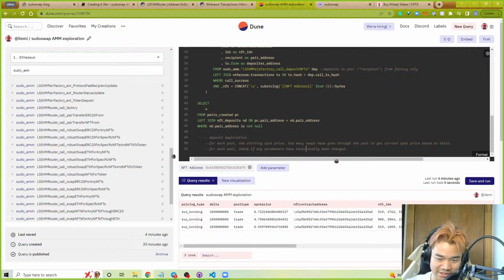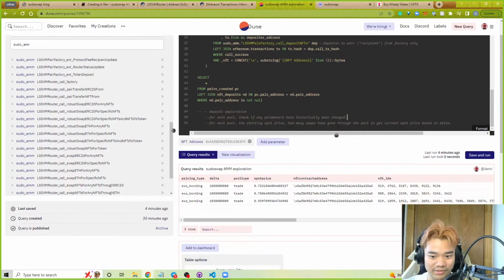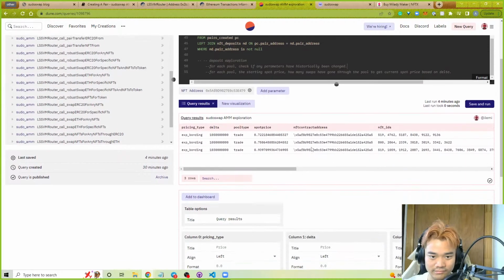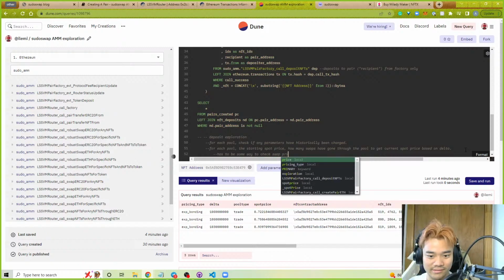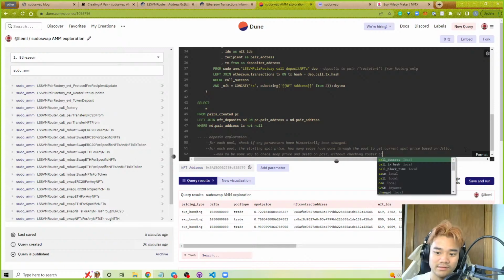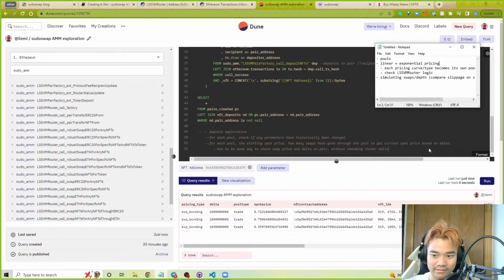So okay, first we want to check historical parameter changes. So for each pool, see if things have been changed. There has to be some way to check swap price and delta on a pair without checking router calls. Okay. That makes sense to me.